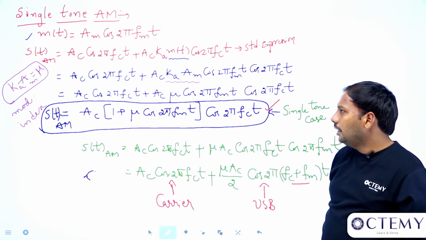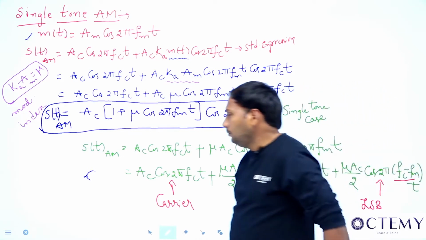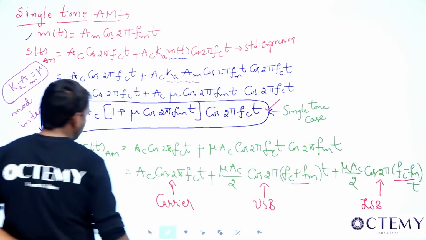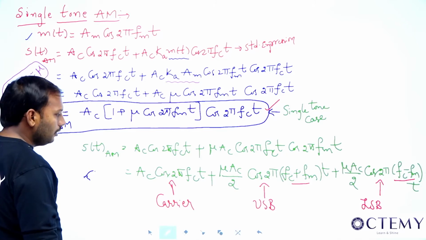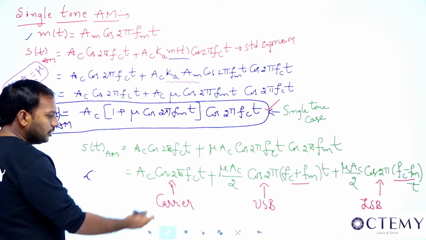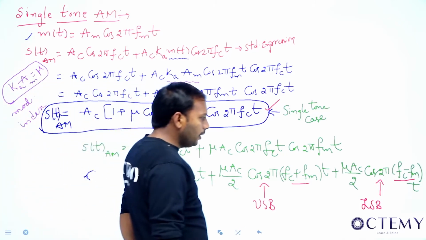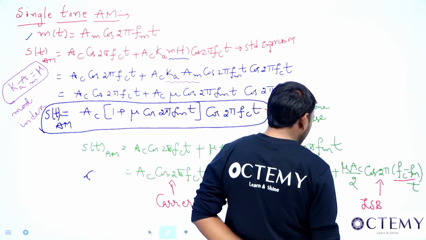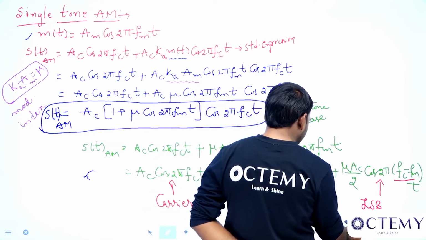Now see here, this contains carrier, upper sideband and lower sideband components. So next I am going ahead for the power calculations. Before going for the power calculations, I will try to write the expression here.